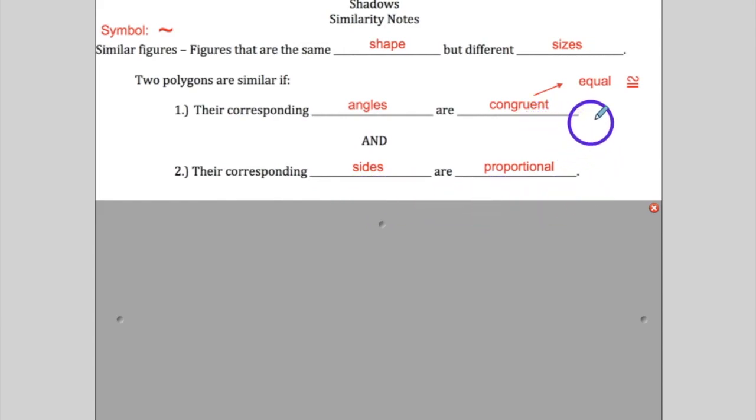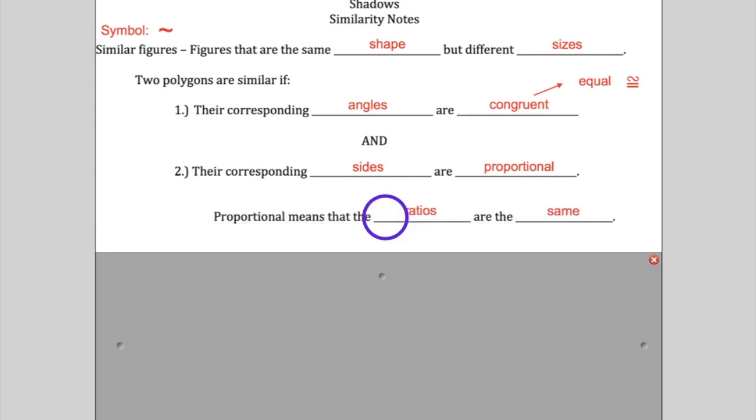Another word for congruent is equal. If you want to, please write that down. And the congruent symbol is the equal sign with the squiggly or tilde on top of that. And what does it mean to be proportional? Well, proportional means that the ratios are the same. And so we would look at the ratio, or we'd write the sides as a fraction in regards to each other. And we'll have a few examples of that here.